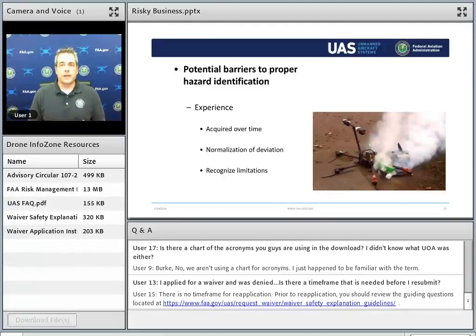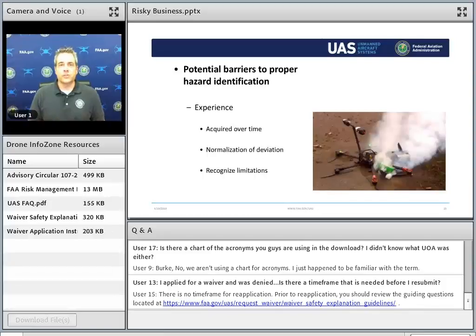Now, we all understand you cannot buy experience. You can't read about it in a book. It's simply something acquired over time. And there's a saying out there about experience, that experience can be the worst teacher because it gives you the test first and then it provides the lesson. We don't really want to try to operate that way. So we want to earn our experience in the safest manner possible.